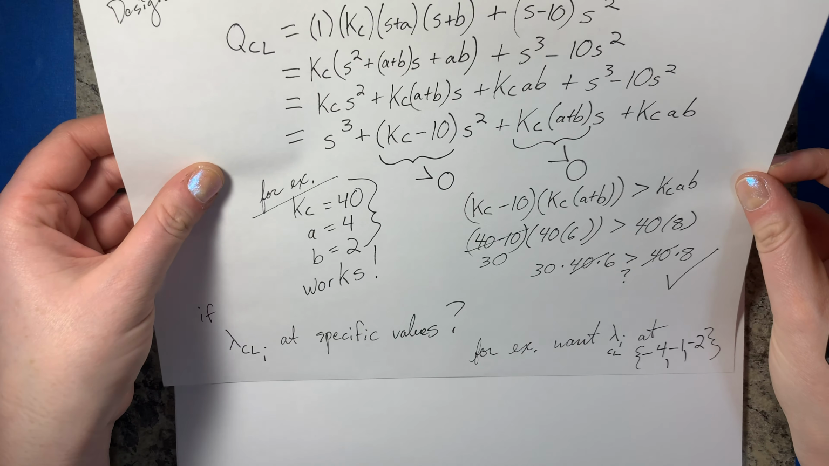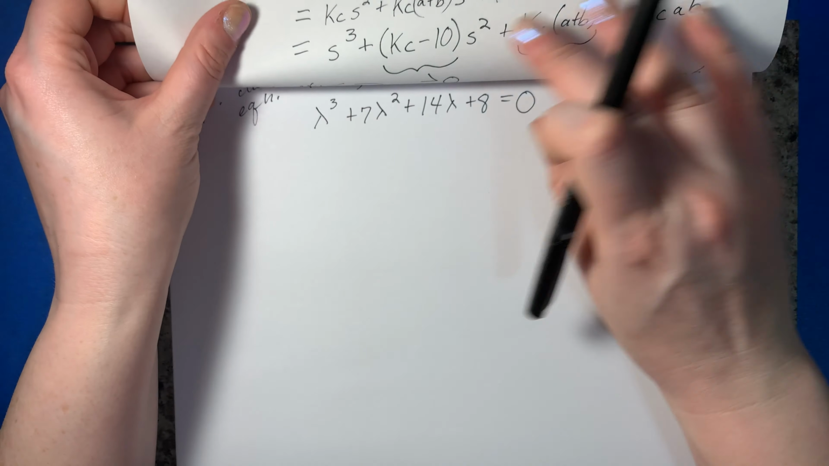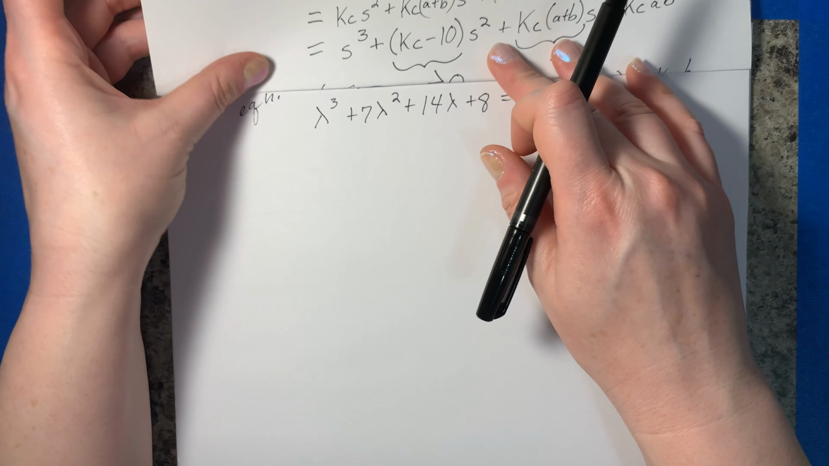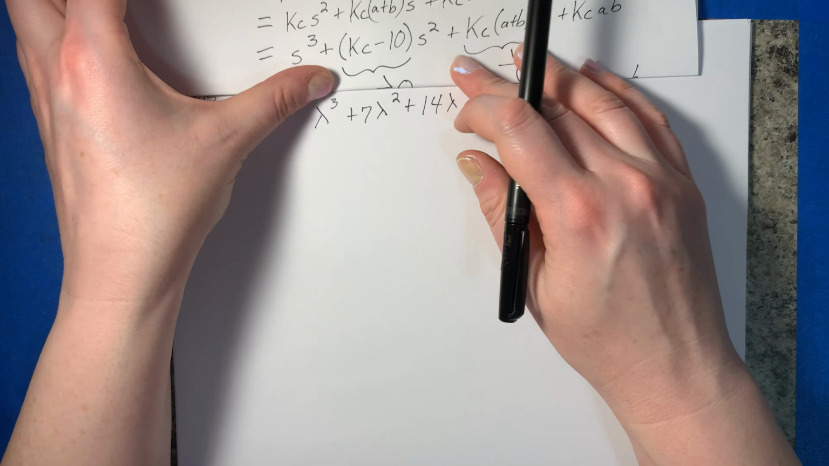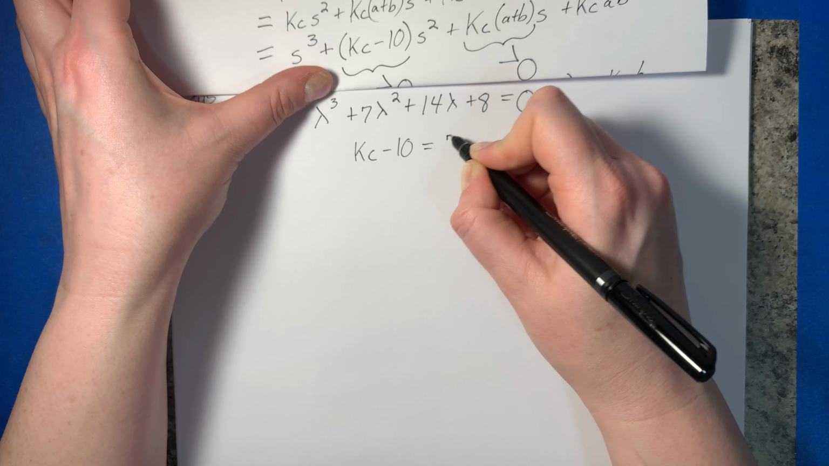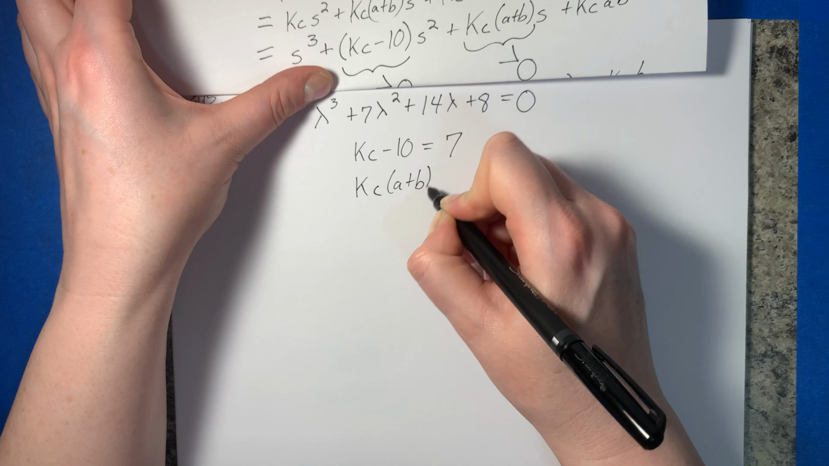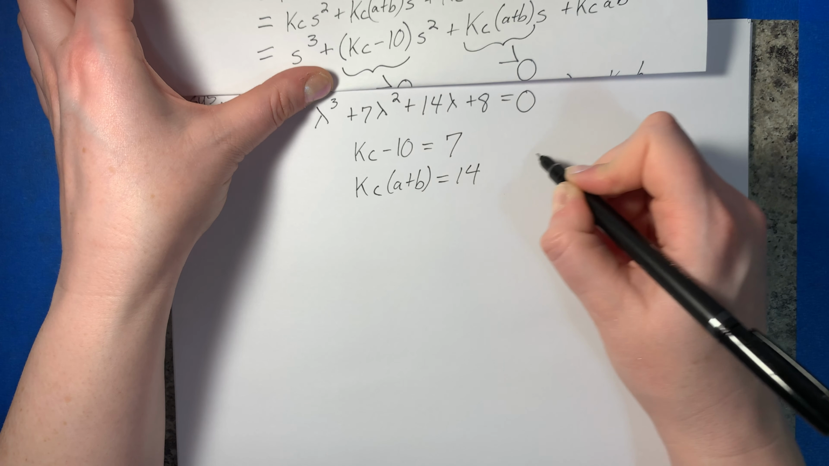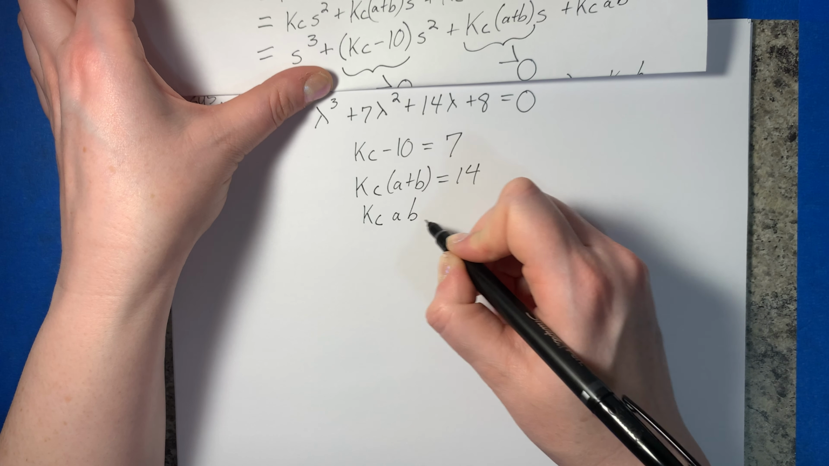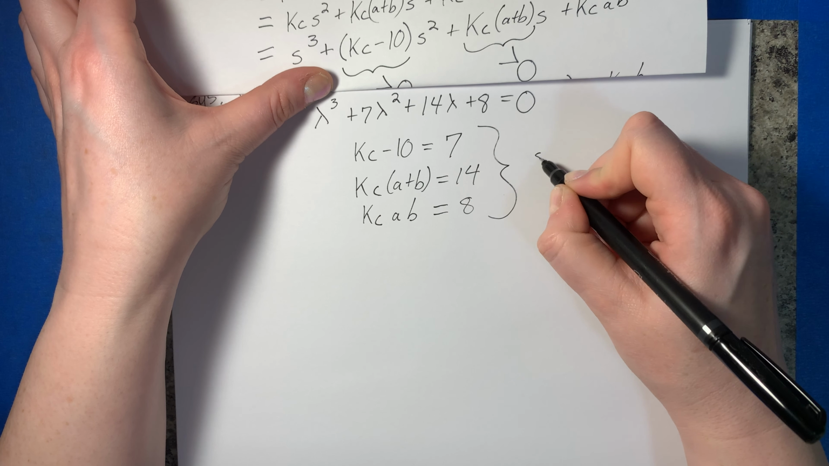Okay, and let's set up those equations. So just referencing this sheet right here, matching that up order to order, we'll have KC minus 10 equals 7. KC times A plus B equals 14. And then our third equation would be KC times A times B equals 8. Now we would solve these equations.